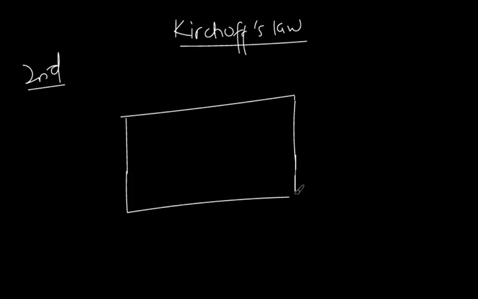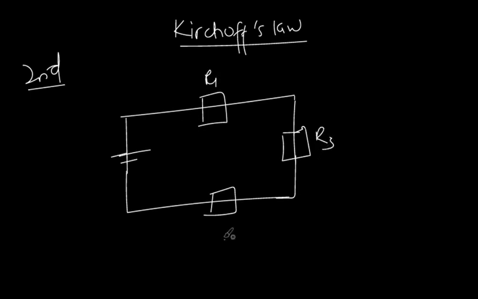So if we have closed loops in this way, then we have our source of EMF over here, then we have our resistors connected over here, another resistor over here, then we have another one over here. So this is resistor 1, R1, this is resistor 3, this is resistor 2. Let's name the corners A, B, C, and D.